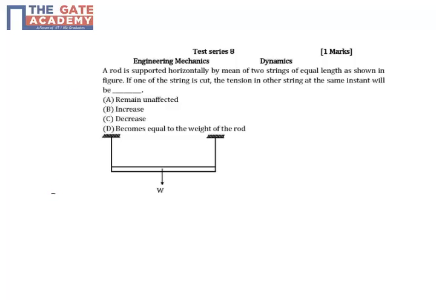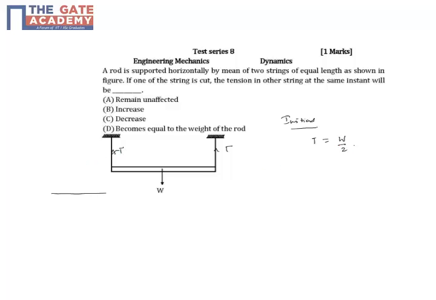So let's discuss a question from engineering mechanics. This is a very good question. Initially, when the bar is held by two strings of equal length, the tension in each of them is equal before the string is cut. So T is W by 2 initially.